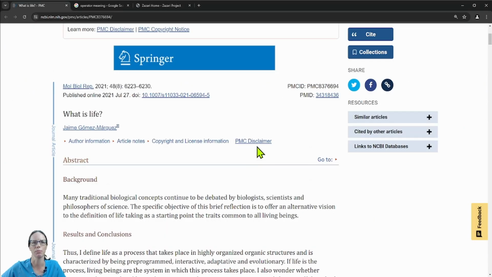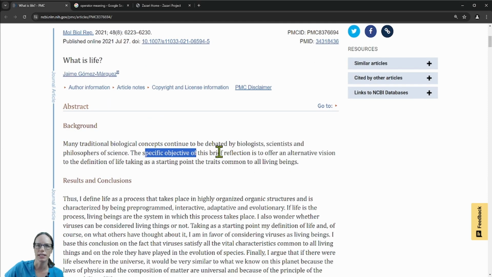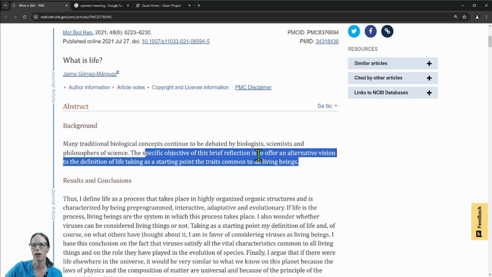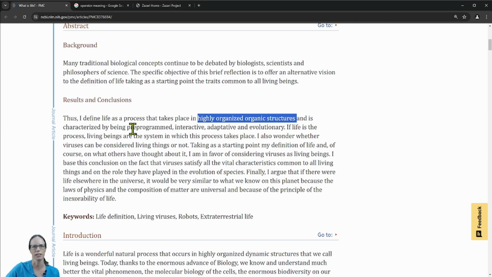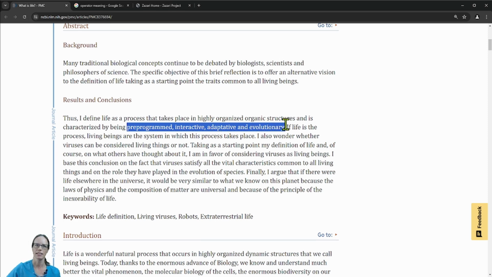Here's Jaime Gomez Marquez's article. The author states his objective here, which is to offer an alternative vision to the definition of life, taking as a starting point the traits common to all living beings. I would say that that's a common starting point for all definitions of life. Life has the following characteristics: pre-programmed, interactive, adaptive, and evolutionary.